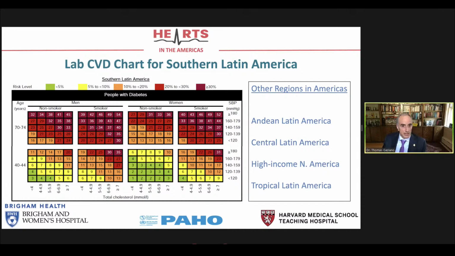As you'll see here, this is the lab-based chart. So we have it divided by sex, smoking status, age. I have truncated here, for example, just the larger age groups and the younger age groups. Blood pressure and cholesterol status. And this is for people with diabetes, and there's a separate one for people without diabetes. And each of you is able to calculate somebody's 10-year risk based on pinpointing each of these values.